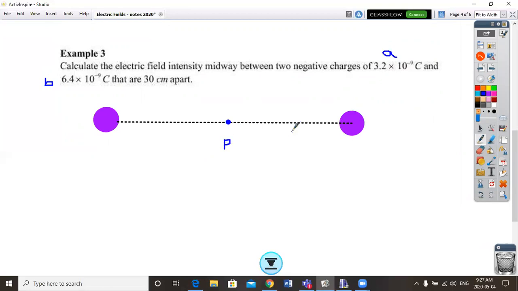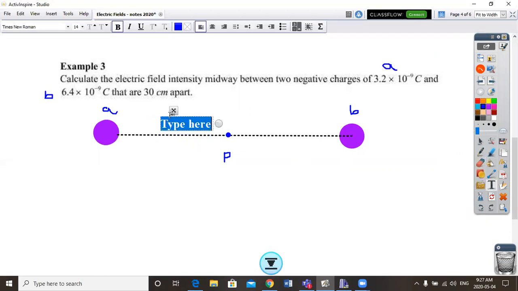Okay. So if these two charges, A and B, are 30 centimeters apart, then P must be halfway. So we have 0.15 meters, because 15 centimeters, right? And then this would be 0.15 meters as well. Okay, so we have our two distances.